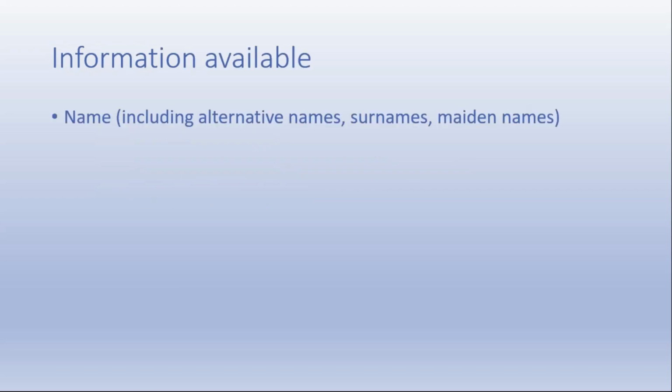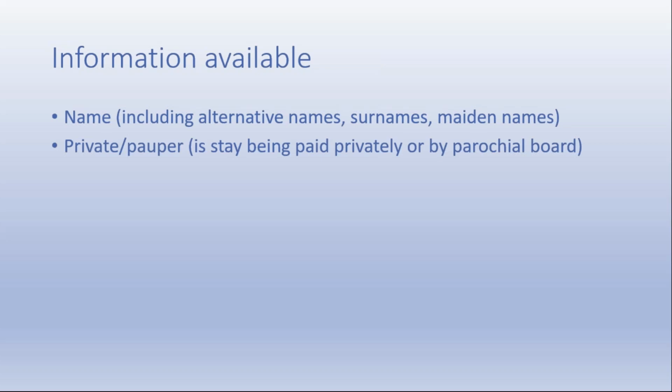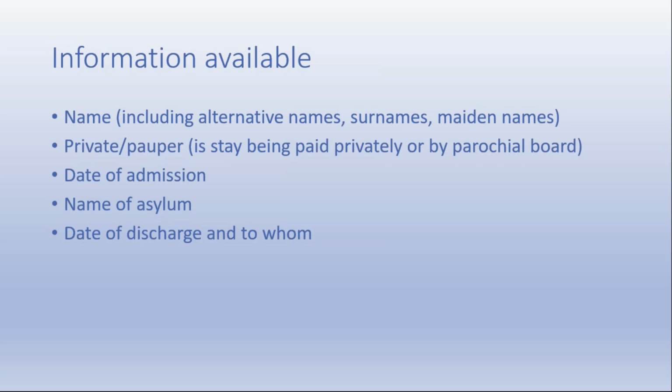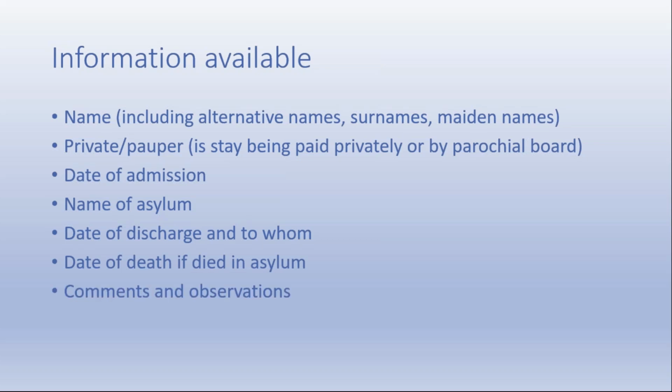So the information that you can get from those are the name of the person, including any alternate names that they may have gone by, surnames, maiden names, whether the payment was privately paid for or whether it was paid for by the parochial board, the date of admission, the name of the asylum, the date of discharge and to whom the person was discharged, the date of death if they died in an asylum, and any comments or observations made by the doctors.